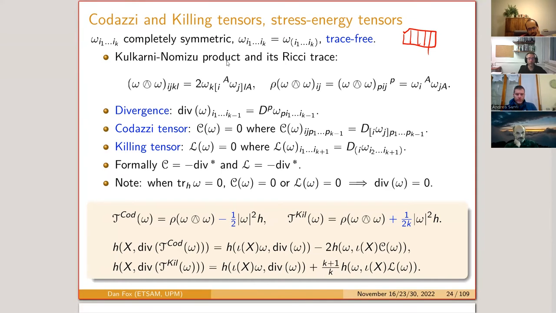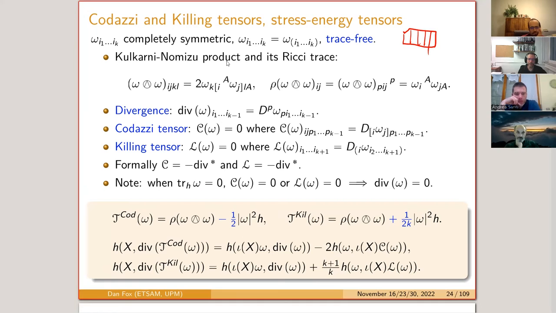So Codazzi tensors are those for which the covariant derivative of the tensor remains completely symmetric, and Killing tensors are those for which the completely symmetric part is zero. And so in a formal sense, the adjoint operators are minus the divergence. And the divergence vanishing actually is a consequence of the vanishing of either of these conditions when you deal with trace-free tensors. So there's really not much. The complication I mentioned on the previous slide is impossible in this context. In this case, the stress energy tensors look like this.